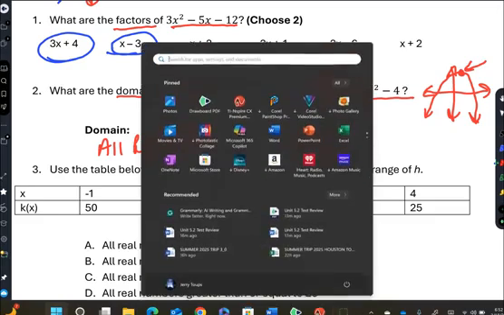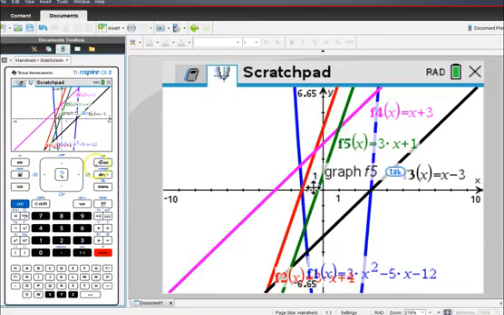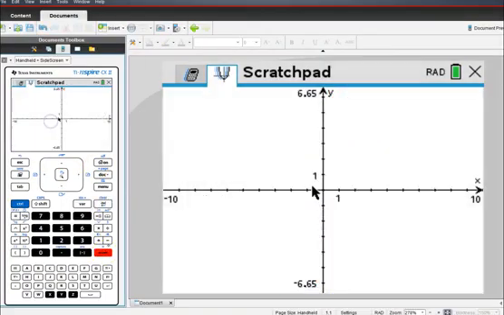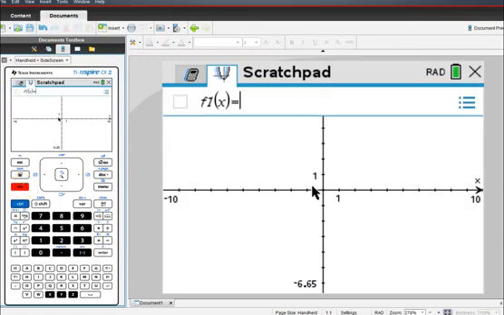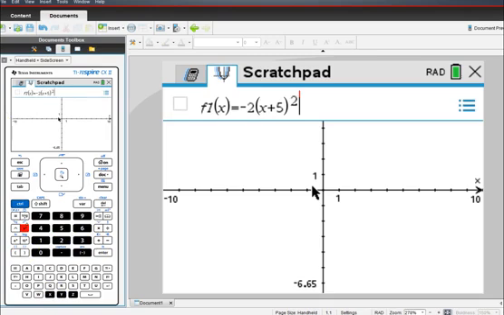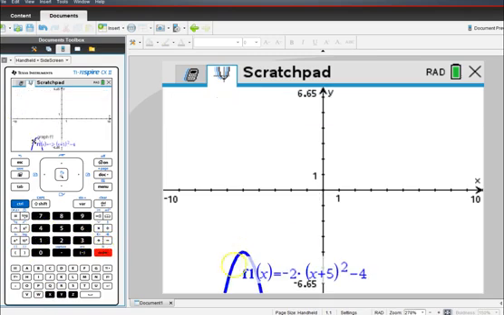So I'm going to go to my calculator. I'm going to hit delete, delete, delete to clear the graphs. I'm going to hit tab, and then I'm going to graph -2, parentheses, x plus 5, close parentheses, squared, and then minus 4. Hit enter. And notice the parabola is way down here. This parabola doesn't have any zeros. I need to find the ordered pair of the vertex.